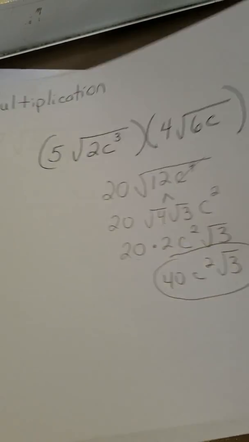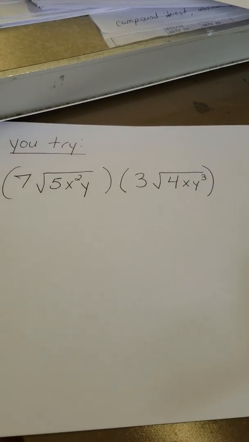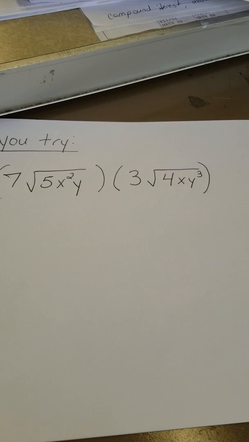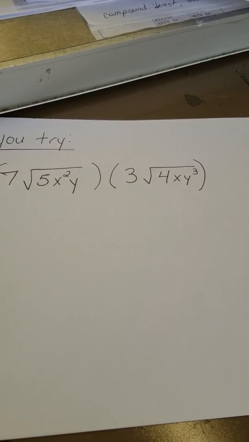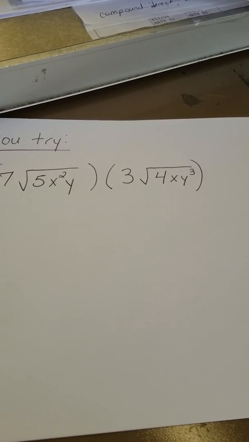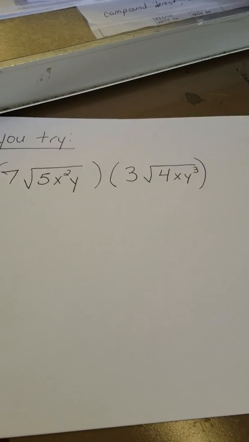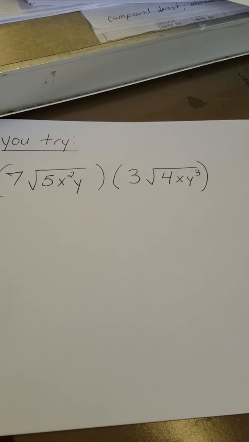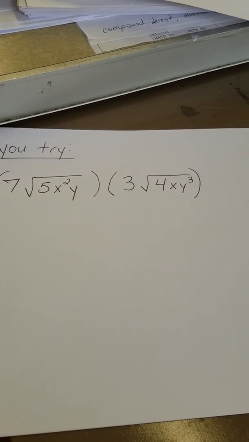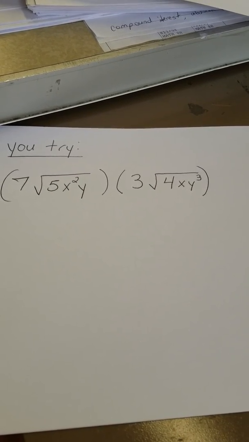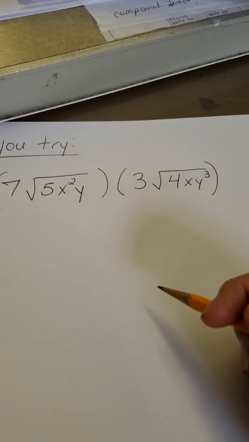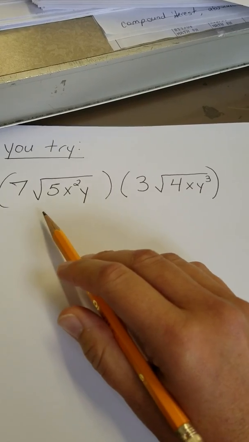Okay, you try this one by yourself. 7 radical 5x squared y, times 3 radical 4x cubed y cubed. If you need to stop the video, you do so now, and then come back and play it again, see if you're right. Okay, we're going to start this. Let's see if you got it right.